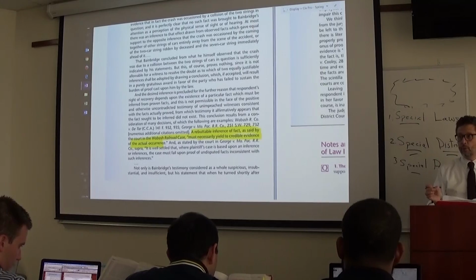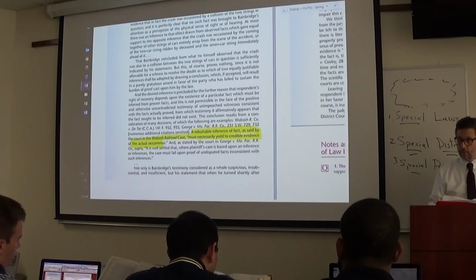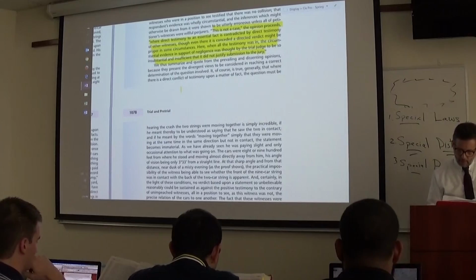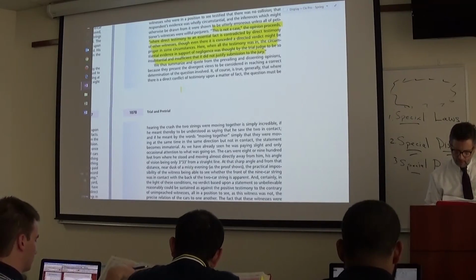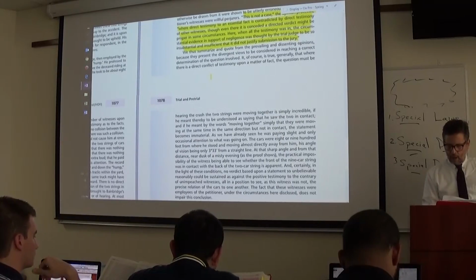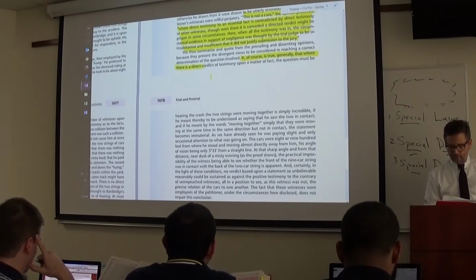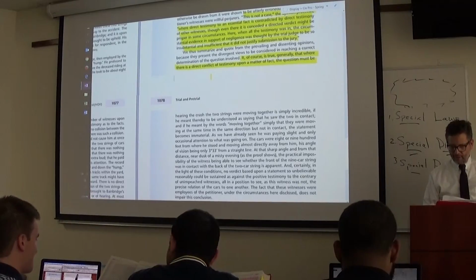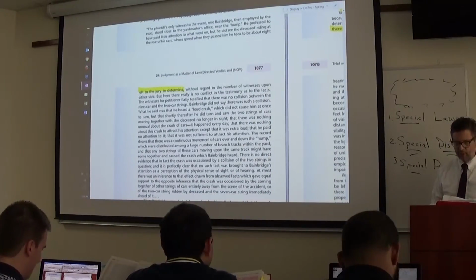Nick, what were you pointing towards? I was going to point to the bottom of 1076 into 1077. Then I realized that wasn't exactly what we were looking for. It basically just says what I was saying before, that there's no direct conflict. No, actually, what you point towards is helpful. You mean this language, right? If there's a direct conflict of testimony upon a matter of fact, it has to be left to the jury to determine, right? Yeah.